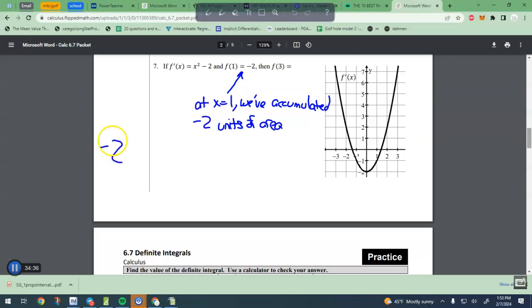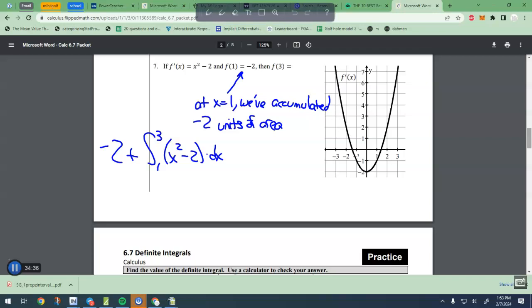So I'm starting at negative 2. And then I'm going to integrate from 1 to 3. And I'm picking those numbers because I started at 1. That's what they told me. And they want to know what happens at 3. So that's why I put that for the end point. The derivative goes in here because that's what you want to integrate. And that's how you would set that up.